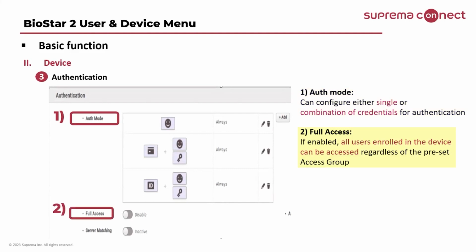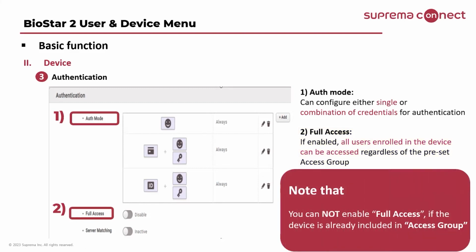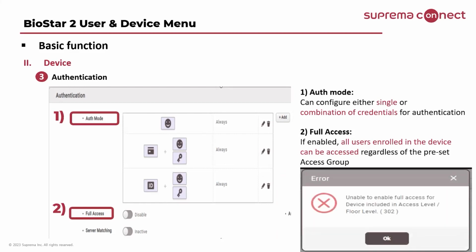The second part is full access. If enabling this option, all users enrolled in the device can be accessed regardless of the preset access group. However, please note that you cannot enable this option if the device is already included in an access group. You will see the following pop-up if you enable the option and apply it after including the device in the set access group in BioStar 2.